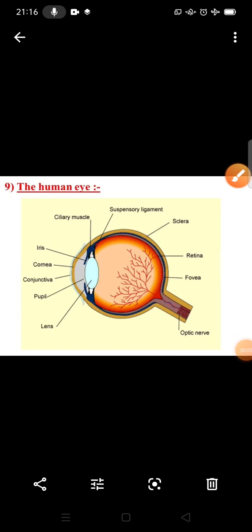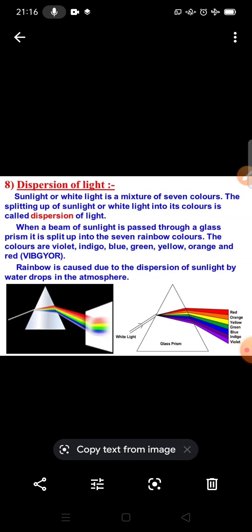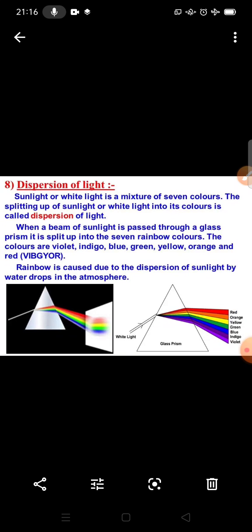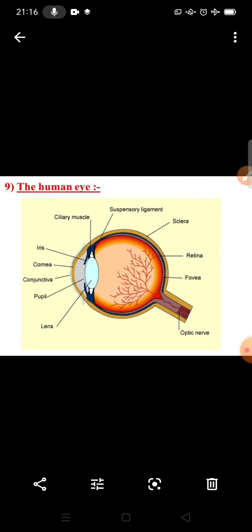Good morning class. 8th, chapter number 15, Light. Students, we have discussed dispersion of light and the kaleidoscope in the previous lecture. Today we will discuss the next topic, the human eye.